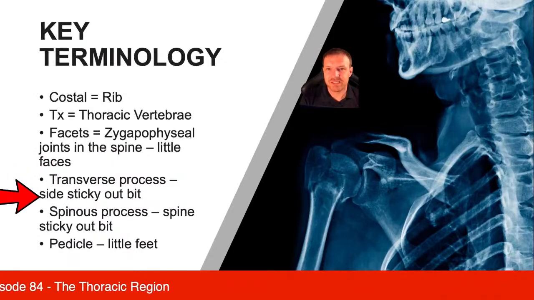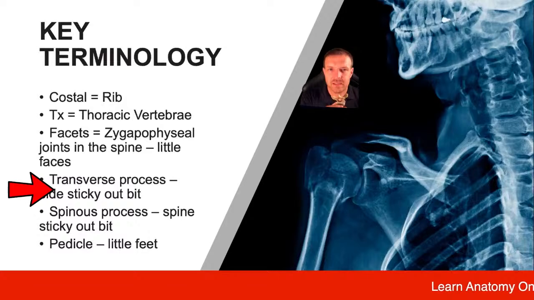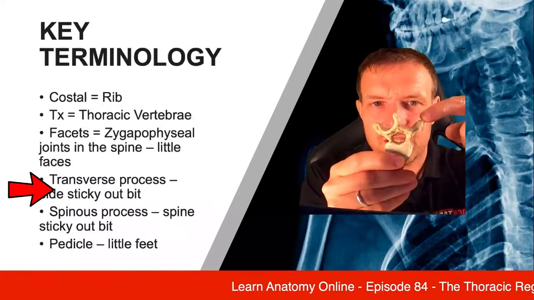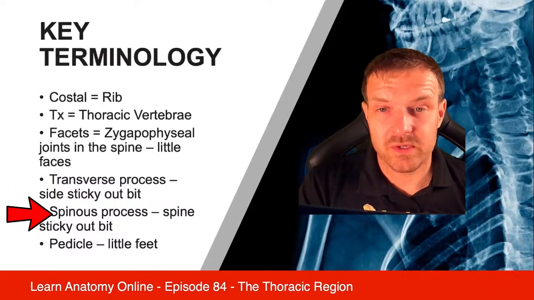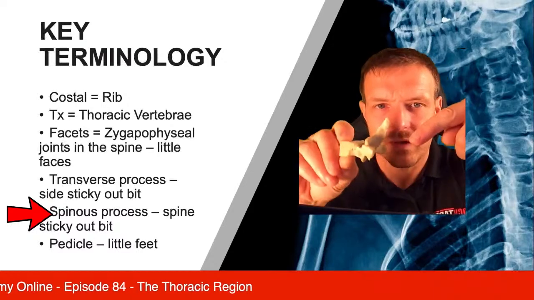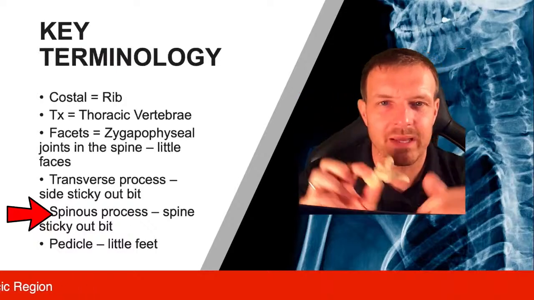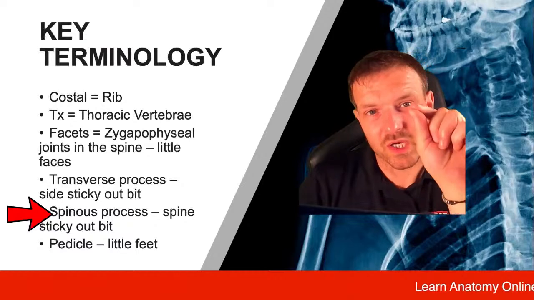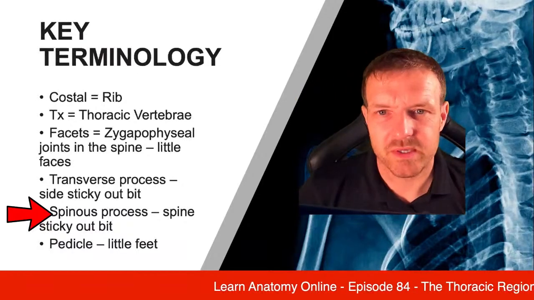Transverse process basically means side sticky out bit. We'll have a look at these on a picture in a second. If I just make this image a bit bigger, there we go. The side sticky out bits are these ones, these are transverse processes. And then spinous process, which is that one, is the spine sticky out bit. If you're feeling on the back of someone's back and you can feel those bumps on their spine, those are the spinous processes.